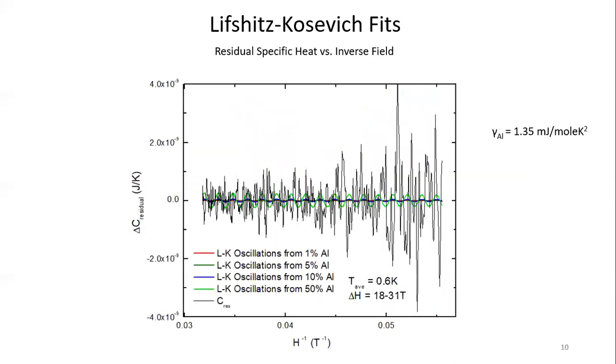Going back to our residual specific heat data for that one run specifically, if we were to model up to 50% of the sample to be composed of aluminum, there is no way for us, one, to model the growth of the oscillation envelope, and two, to model the peak-to-peak amplitude at any given field within our measured field range. Here it's important to note that the published parameters we are using within Lifshitz-Kosevich theory would be an effective mass of 0.13 electron masses for aluminum and a Dingle temperature of 0.9 Kelvin. With those published materials parameters, we are not able to model our data.